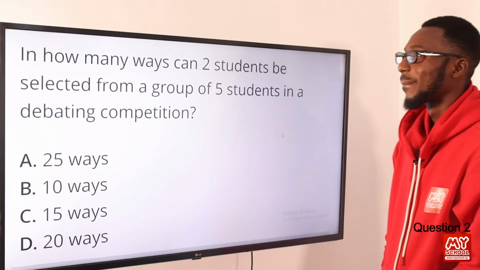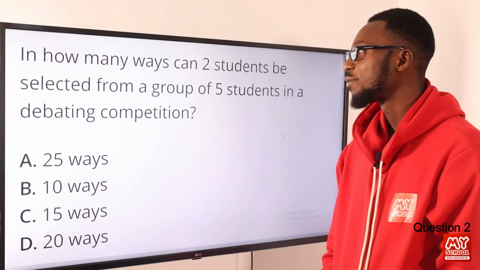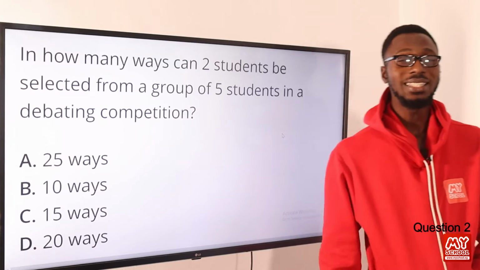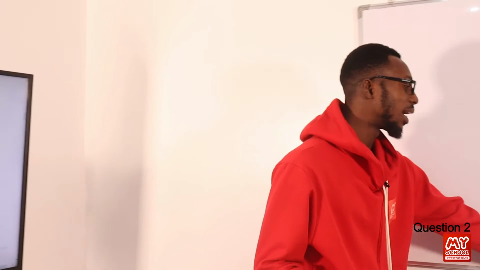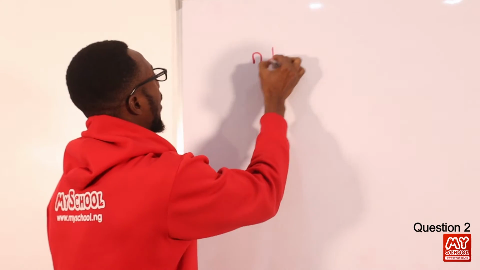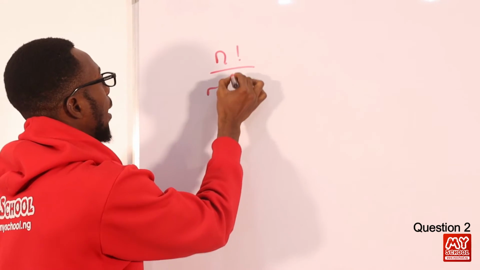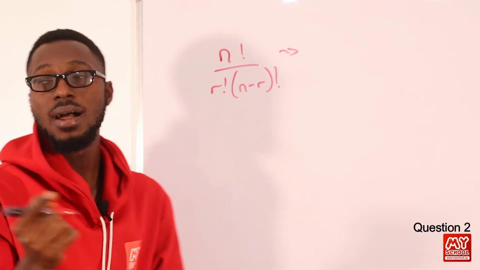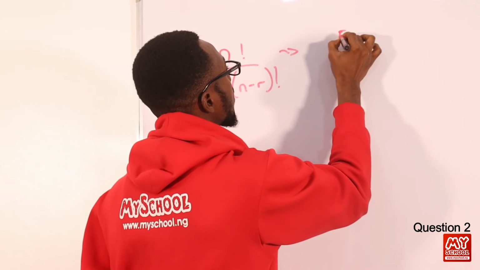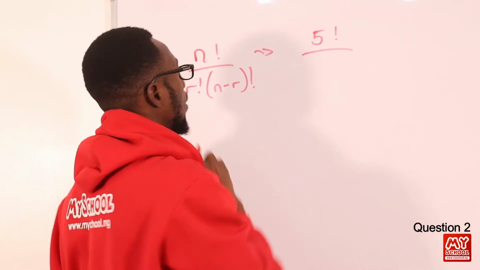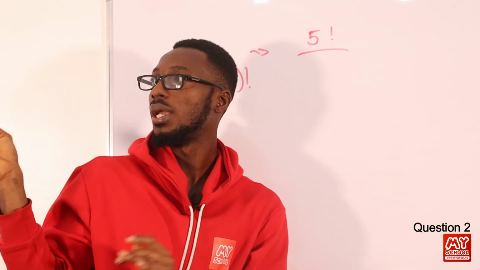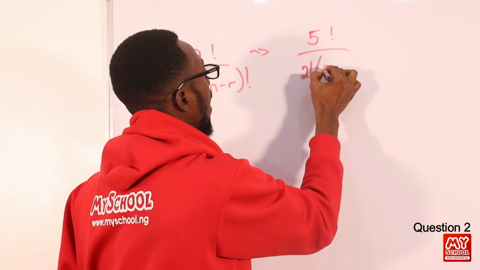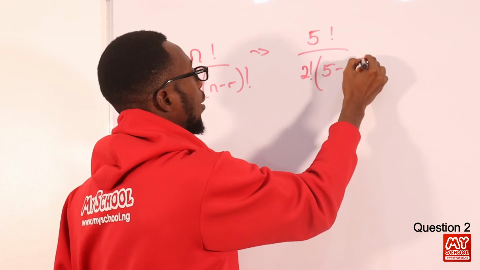Question 2. In how many ways can 2 students be selected from a group of 5 students in a debating competition? So this is about combination, right? So we're going to use the formula n factorial over r factorial times n minus r factorial. The total number that we have is 5, so that is 5 factorial over the r, that is how many students are to be selected. So we're talking about 2 students. So that is 2 factorial into bracket 5 minus 2, factorial.